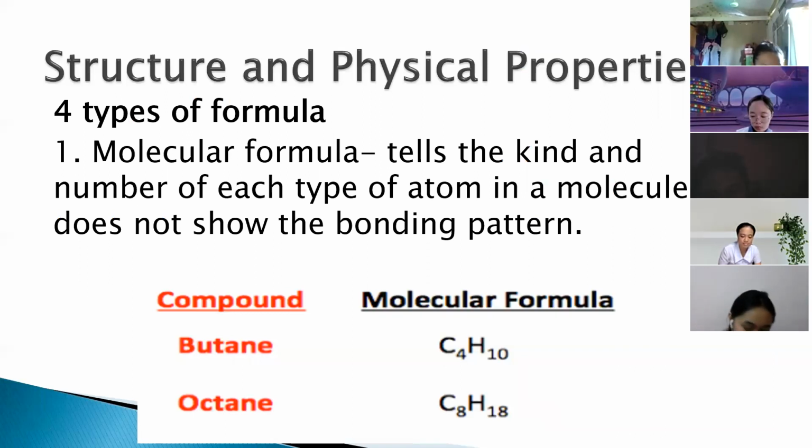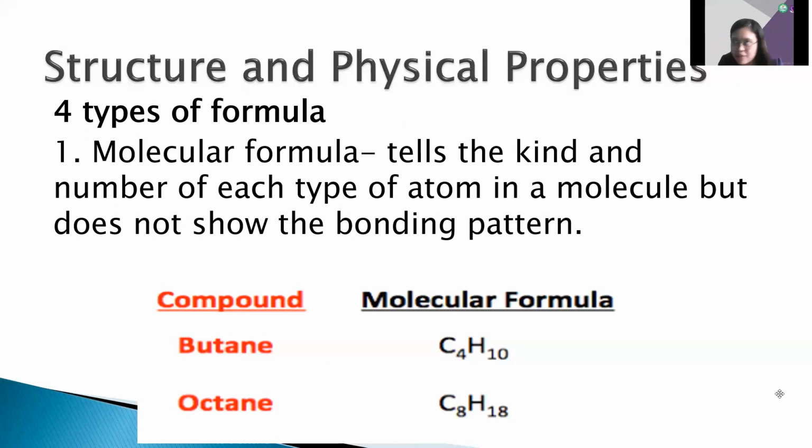Structure and physical properties. Class, for organic chemistry, we have 4 types of formula. Remember, in inorganic chemistry, we only have the molecular formula and the empirical formula. The molecular formula, remember, will give us the number of atoms for each element present in the compound, while the empirical formula is the simplified formula, yung nire-reduce natin. Pero pagdating sa organic chemistry, meron tayong 4. Kaya mas complicated talaga si OrgChem kaysa kay GenChem. Okay? So we have the first one here.